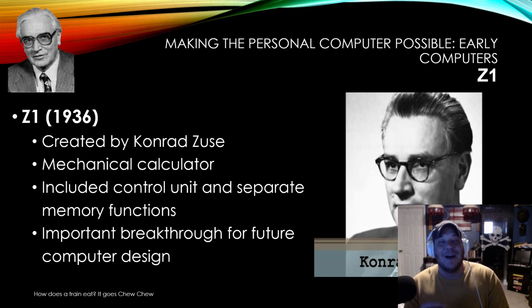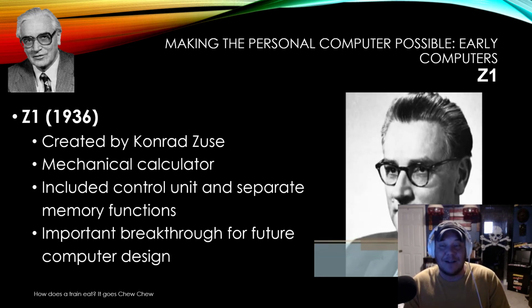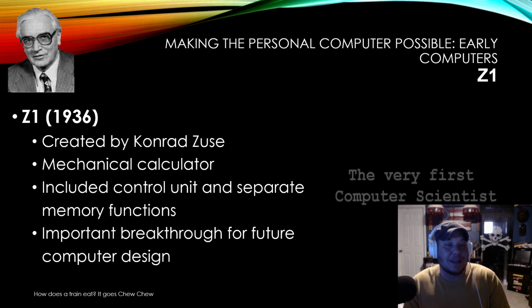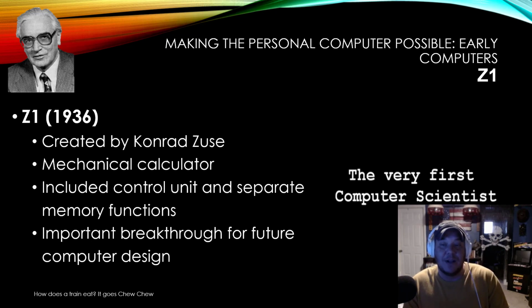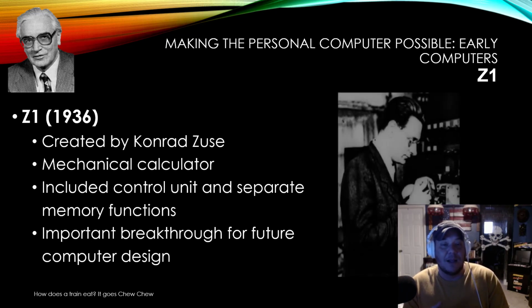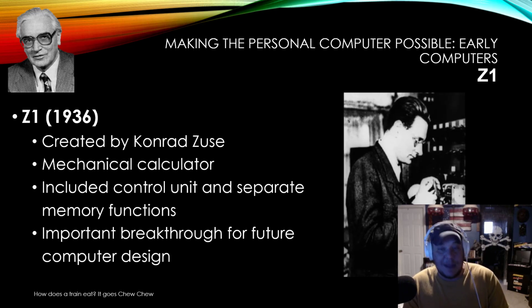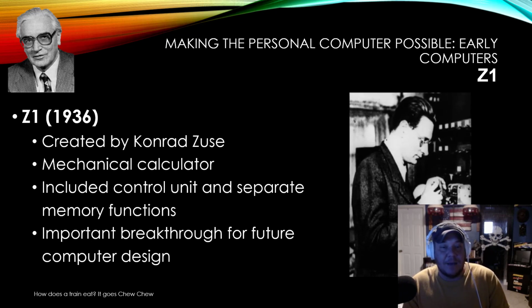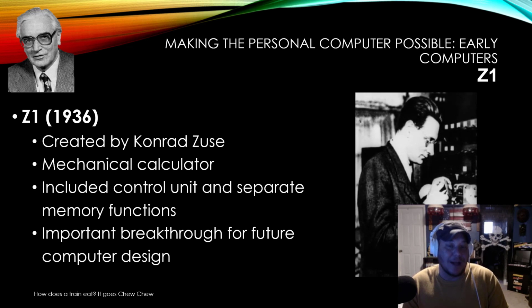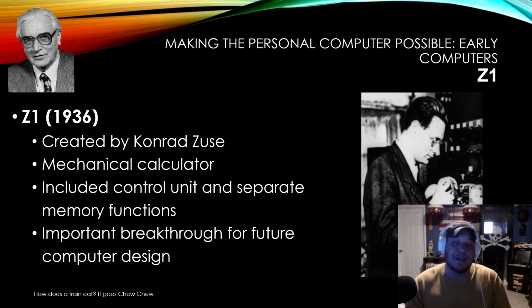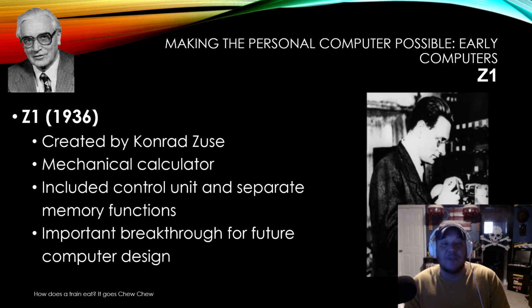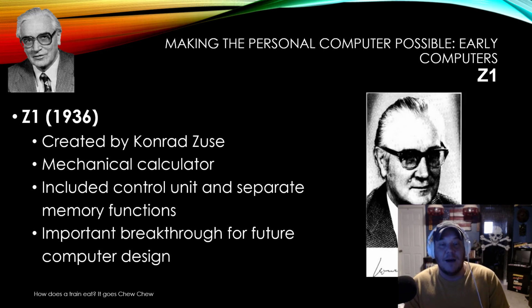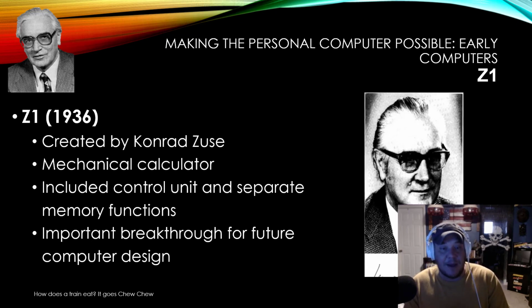He is credited with creating a mechanical calculator called the Z1. The Z1 is thought to be the first computer to include features that are in today's modern systems, including a control unit and separate memory functions. It was a binary electronically driven mechanical calculator with limited programmability, reading instructions from punch cards, just like the Jacquard loom, on a film.